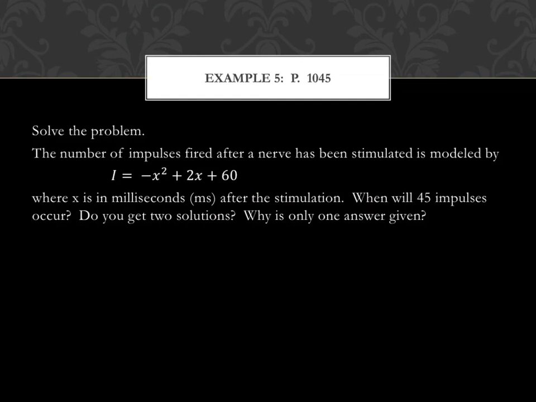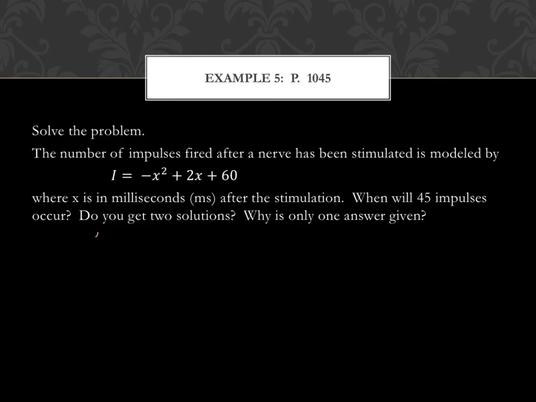The number of impulses fired after a nerve has been stimulated is modeled by I equals negative x squared plus 2x plus 60, where x is in milliseconds after the stimulation. When will 45 impulses occur? Do you get two solutions? Why is only one answer given? Okay, so let's answer the first question. When will 45 impulses occur?